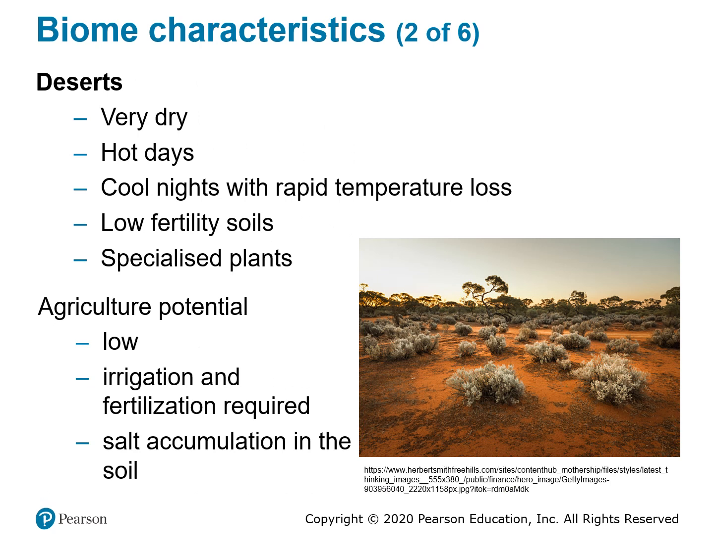On the other extreme is the desert biome, also found globally and in Australia. Interestingly, these are the largest biome on the planet. Deserts are very dry. They experience hot days and cool nights with rapid changes in temperature. They have very low fertility soils, and the plants found there are highly specialized for this biome, and they grow very slowly or they grow intermittently.